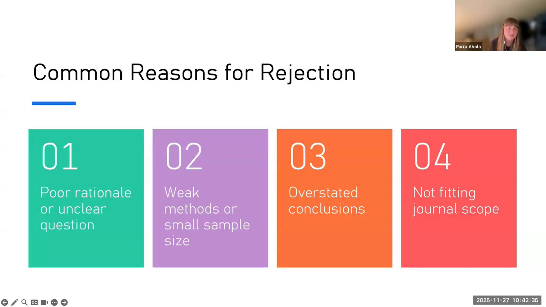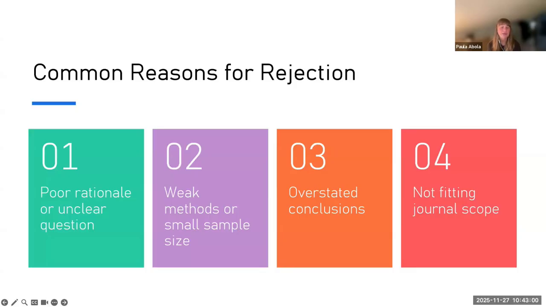Poor statistical analysis is a little bit easier to solve, so you can just rerun tests. You can look for the adequate tests and then just redo them in the statistical software. And then there's also stylistic reasons for rejection, such as disorganized writing, grammatical errors, or failing to follow formatting rules. These are, again, things that obviously can be changed and fixed.